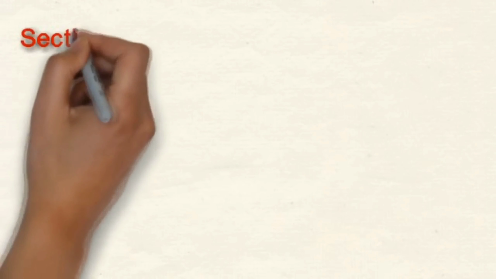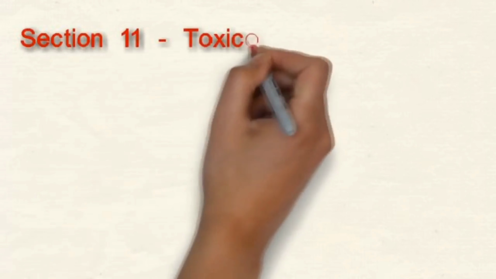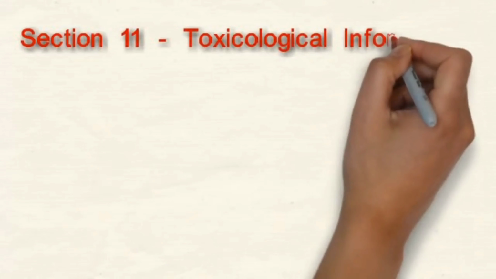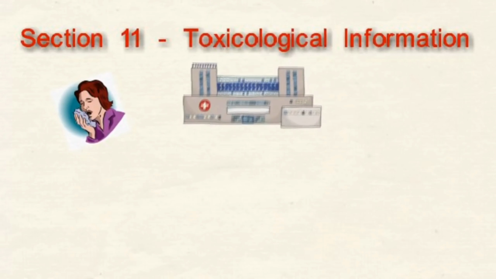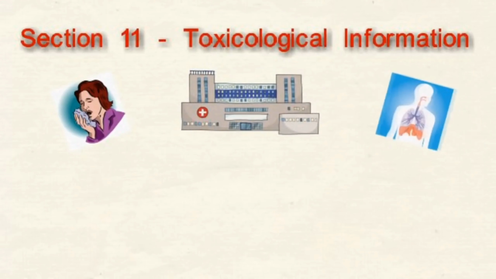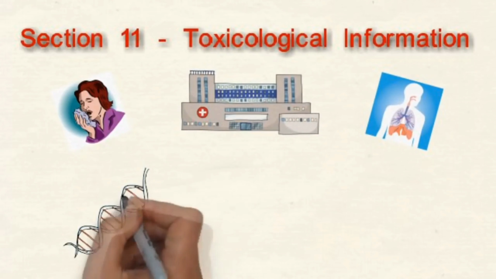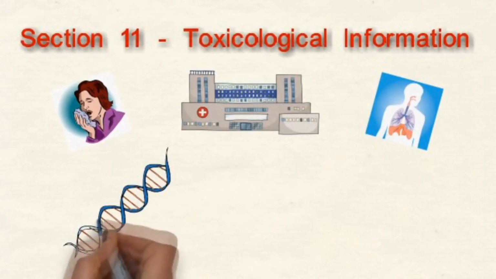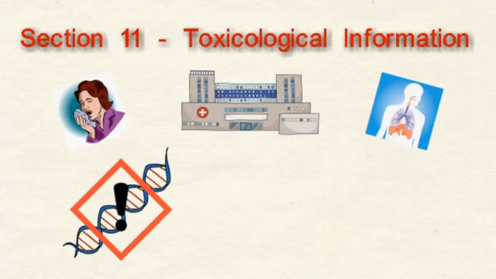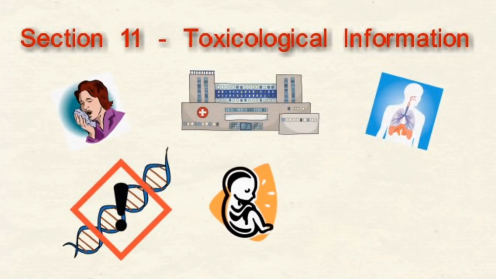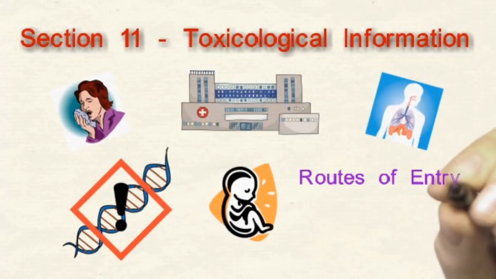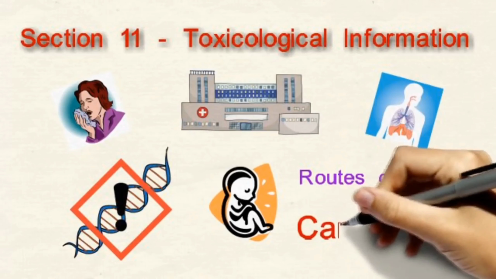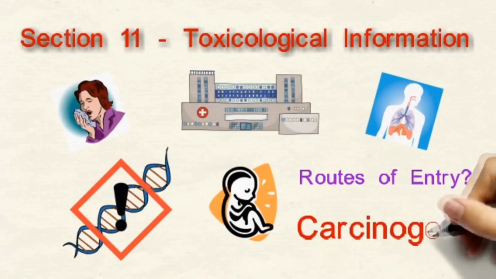One of the most important sections of the SDS is Section 11, Toxicological Information. Could repeated exposures to this product cause allergic reactions? Are there any short or long-term health effects to exposure? Is this product associated with birth defects? Can exposure cause genetic mutations? Can it affect reproductive organs or the development of a fetus? By what routes can this chemical enter our bodies? And is anything in this product known to promote or cause cancers? Section 11 outlines this important information.